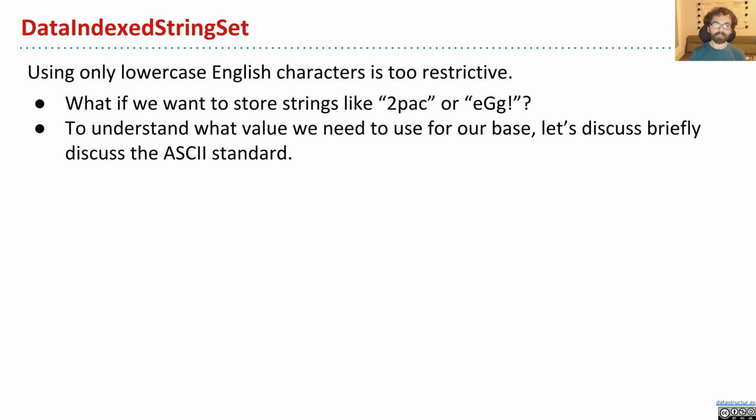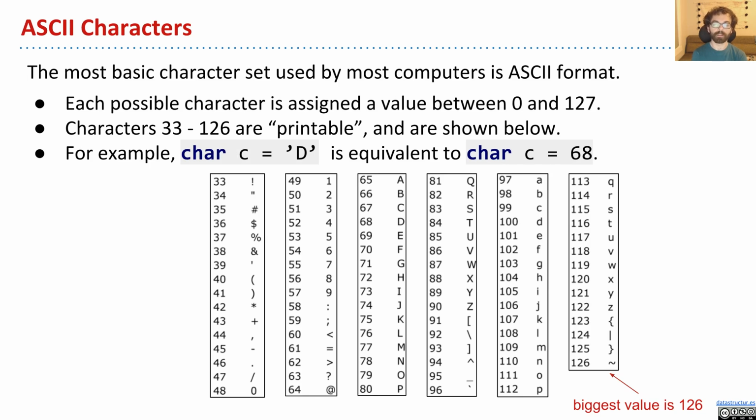To get there, let's discuss very briefly something known as the ASCII standard. The most basic character set used on computers around the world is the ASCII format. Essentially, it says for every possible character out there, like say exclamation point or pound sign or single quote, there was a corresponding number representation for that character. And this goes way back to the telegraph days. So it's just some arbitrary standard that was created.